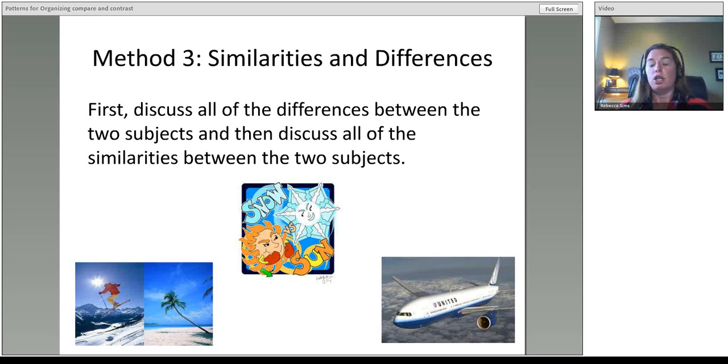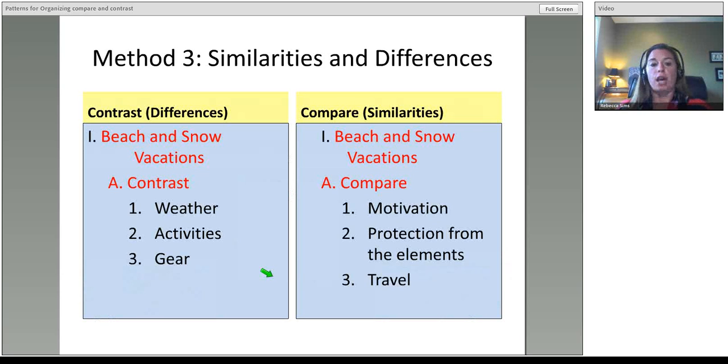And you now have to decide, okay, I've got these three methods for comparison and contrast. Which method makes the most sense for me with my writing assignment? Which one, when I look at my brainstorming chart, do I think would be the most logical way for me to organize my ideas? This is what the similarities and differences would look like. You would start with the contrast: weather, activities, and gear, and then compare motivation, protection, and travel.